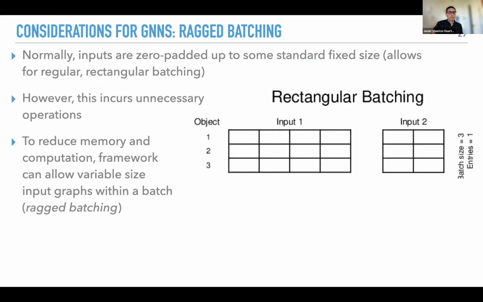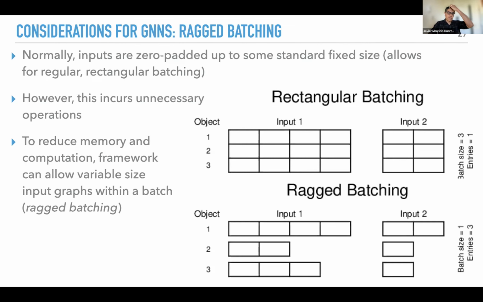So to reduce both the memory and the computation, the framework can allow a variable size input graph within a batch. The idea is that you want to be able to allow this sort of ragged batching. So different objects in the batch will have different numbers of elements, and then you can run inference on these different sized elements.